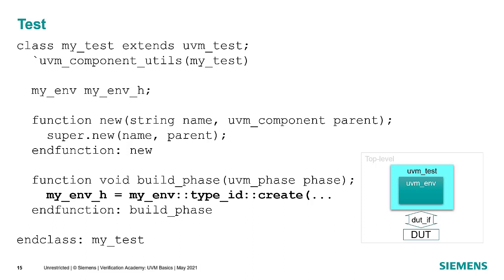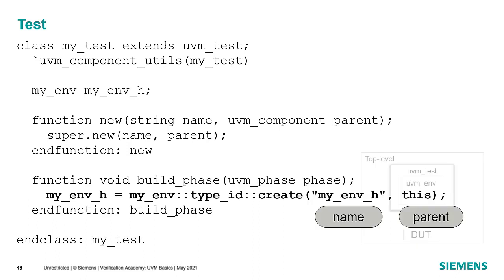So instead of calling the constructor, we're going to call this create method, which will in turn call the constructor. We call this a wrapper pattern in object-oriented programming. You just need to understand that the first piece is the type of the component, type ID is an internal element of that component, and then create is a static method of the type ID type. We say create, and then we give it the two arguments, the name and the parent. So in this case, the name is my_env_h, and the parent is this. So the parent of the environment is the test.